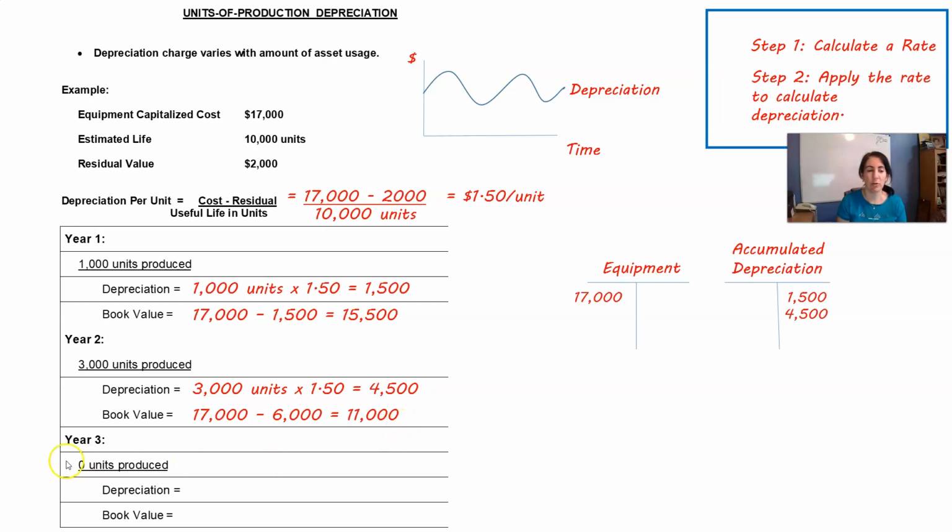Okay, year 3 comes along, 0 units produced. For whatever reason, we didn't even use the piece of equipment. If that's the case, guess what? No depreciation. If I don't use it, it doesn't depreciate. Whereas with straight line, you would still depreciate exactly the same amount. So like I said, this is a little bit more specific. And your book value doesn't change because your depreciation didn't change. All right, there you go. There's your 11,000 net book value there. All right, I hope that makes sense.